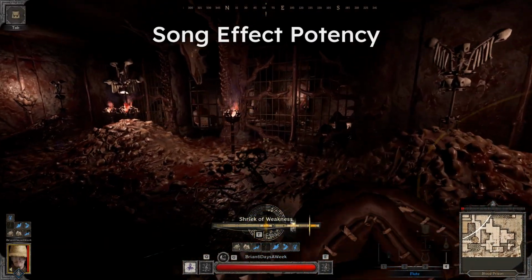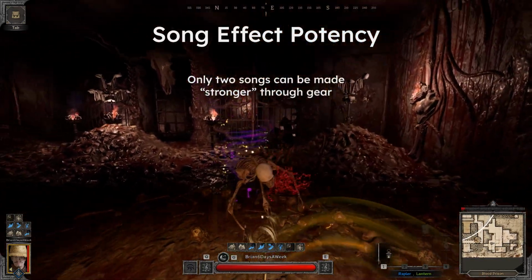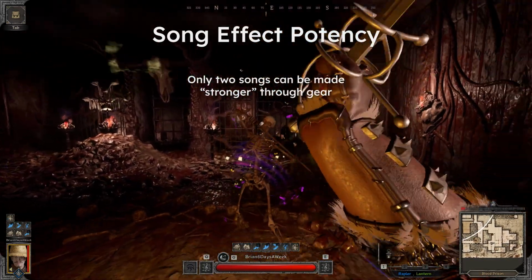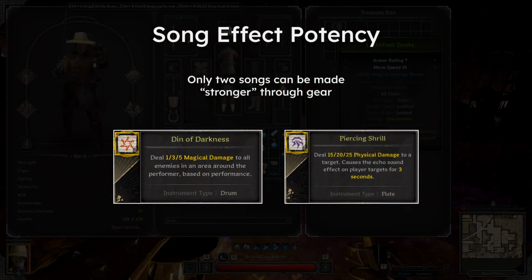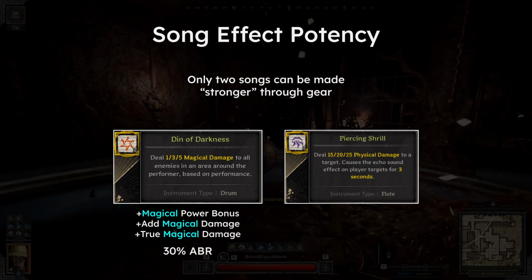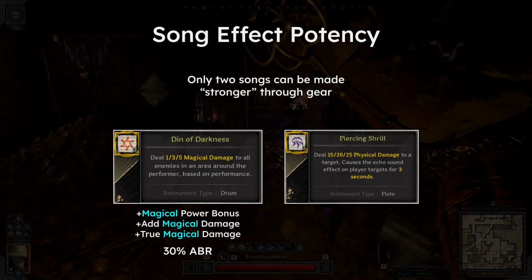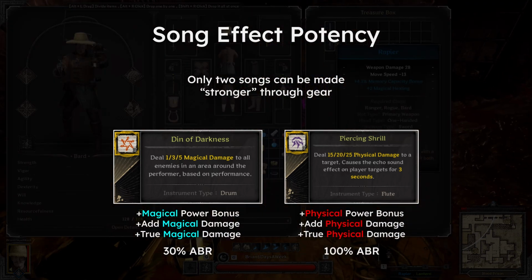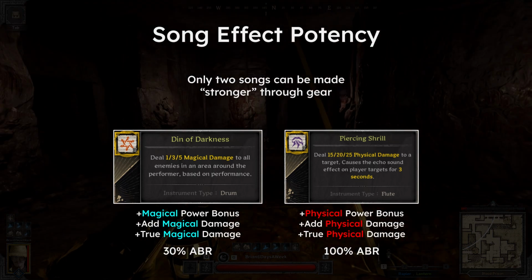Now what about song potency, or strength of the song effects? Right now the bard has only 2 songs that can be increased in strength. That is the 2 damaging songs, Din of Darkness and Piercing Shrill, which scale with their respective damage types. So magical power bonus, additional and true magic damage for Din of Darkness at 30% scaling, and physical power bonus, additional and true physical damage for Piercing Shrill at 100% scaling.